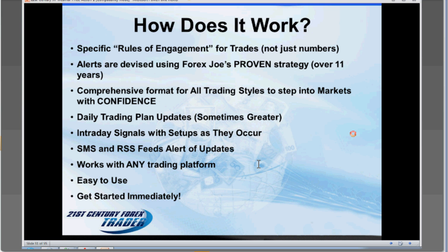Daily trade plan updates. Sometimes we have 2 a day. Intraday signals with setups as they occur. We have SMS and RSS feeds. So in other words, when I do an update, I hit it, you get alerted on your cell phone or an email. It works with any MetaTrader 4 trading platform. It's easy to use, and you can get started immediately.